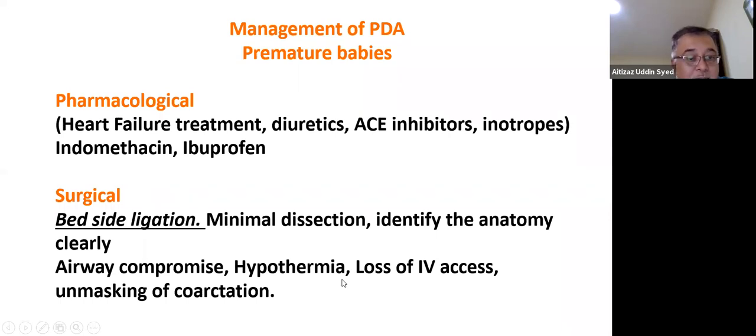The other thing which happens is you ligate a PDA and a coarctation is unmasked. So you have to ask them with a follow-up echo to see if that area where you ligated the ductus is involved in the development of a coarctation, which could really rapidly show you within the next day or two. So the idea of a check echo is not to check whether you have ligated the PDA or not. You have most likely ligated or occluded it with a clip, but look for the coarctation.